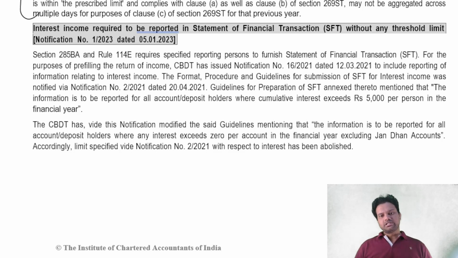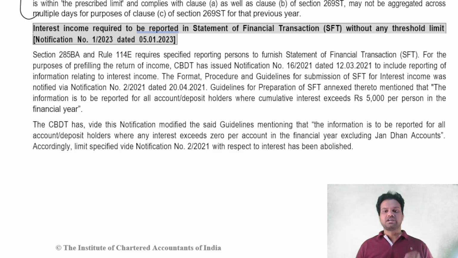Amendment number 3 is related to the statement of financial transaction, that is SFT. So every specified person, who was notified separately, based on the specified limits as provided in the Income Tax Act, needs to file a statement of financial transactions, SFT, with the department. Basically, the assessing officer will use this statement to cross-check what is provided in the return and what is available in this report, to cross-check the transactions of the assessee. For that purpose, this particular statement will be used.